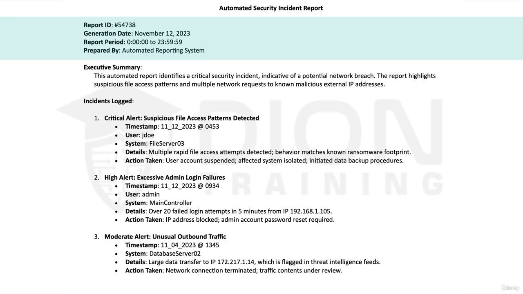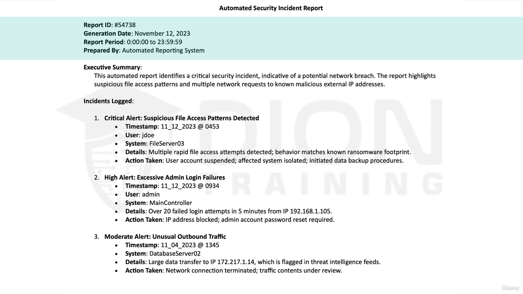Now here you're going to see some basic fields such as the report ID, the generation date, the report period, and the prepared by. In this case, the report ID was 54738, the generation date was November 12th, 2023, and the report period was the entire 24-hour period of November 12th, starting at 0000, going to 23:59 and 59 seconds, which would be 11:59 p.m. for those of us who work in America.